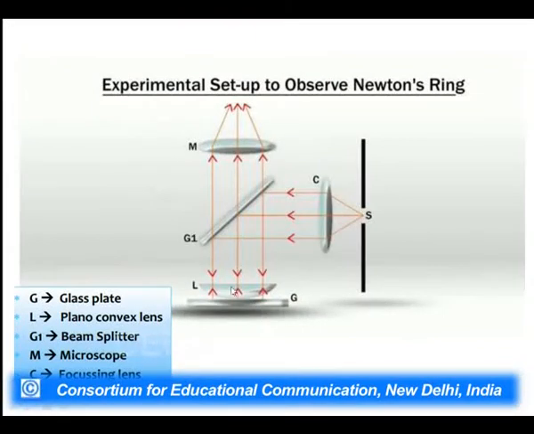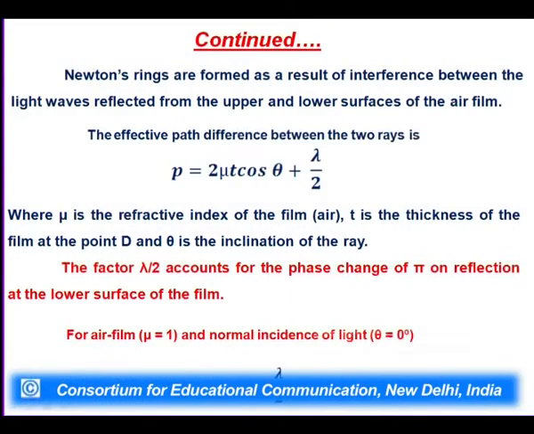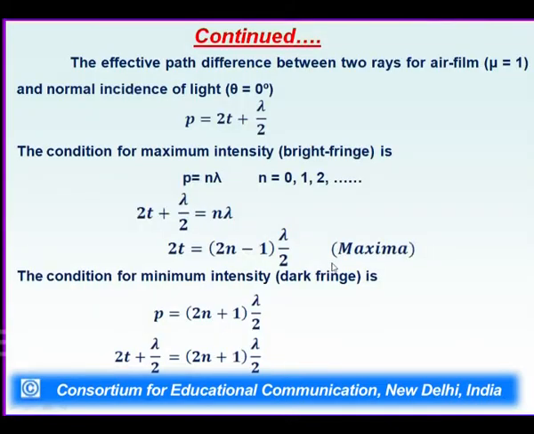Here you can see that the light is falling normally, and here the value of theta is 0. In this case we have some value for theta, but if it falls normally, then theta will be 0. So this path difference P will be 2μt cos r plus lambda by 2; as theta is equal to 0, the cosine term becomes 1, and we are left with 2t plus lambda by 2.